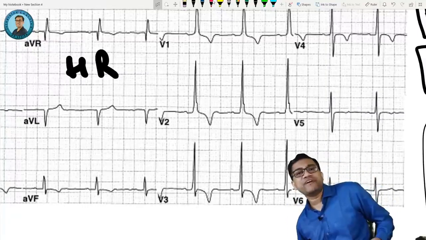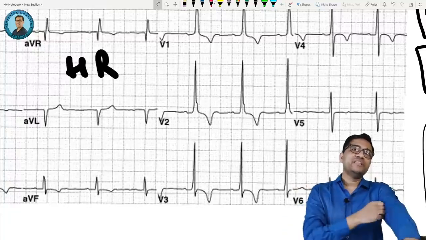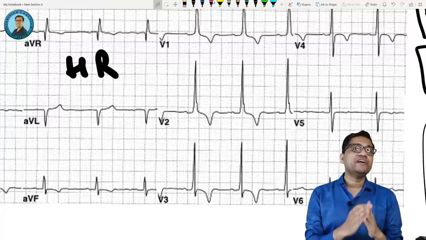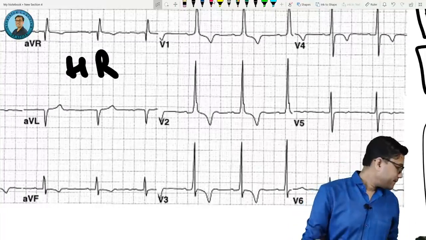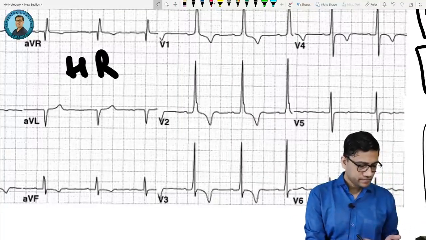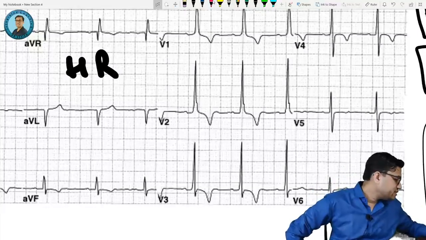We take 25 in India. Sunil, the ECG speed is 25. In Russia, Ukraine, they sometimes take 50 millimeter per second. But if you are taking 25, we take 1500. Calculate the heart rate. Very good, right answers are coming.